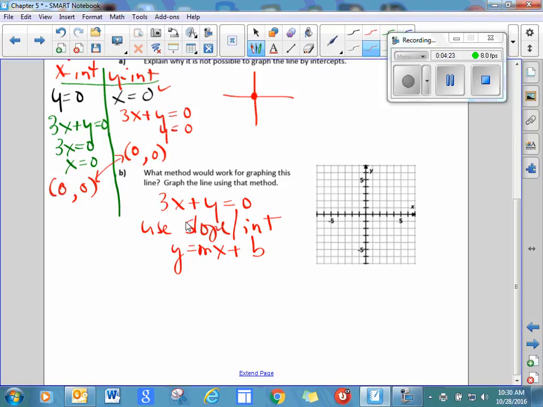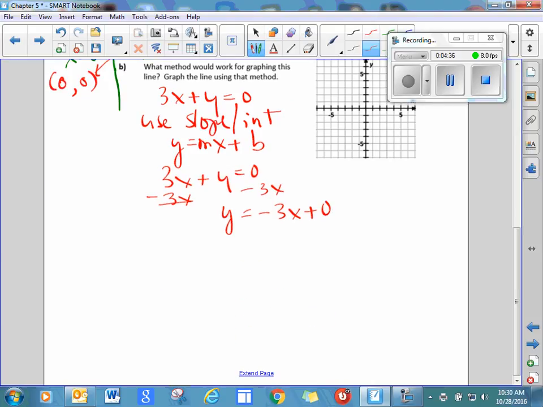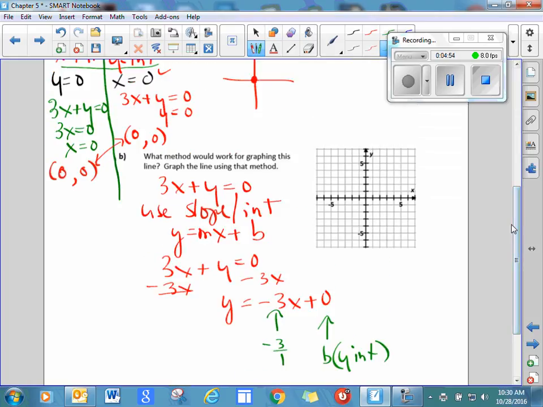So in order to get it in slope-intercept form, 3x plus y equals 0, I need to subtract 3x from both sides, and we end up with y is equal to minus 3x plus 0. So from this form, we can pluck off the slope, which is minus 3 over 1, and we can pluck off our y-intercept, which is b, and it's 0. So we can go graph it now.